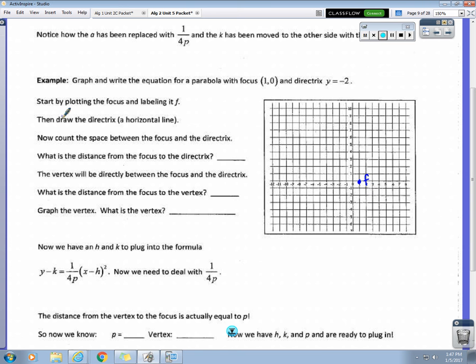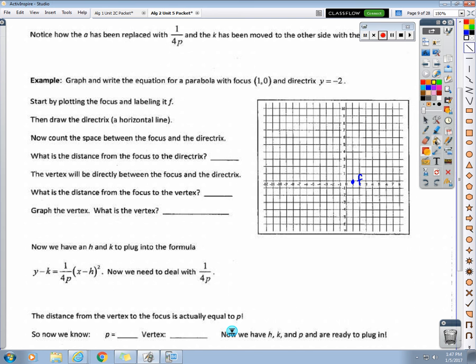Alright, now we're going to draw the directrix. y equals -2 is a line that cuts through the y-axis at -2. So if you have a line cutting through the y-axis at -2, it obviously makes a horizontal line. Okay, because to cut through the y-axis at -2 would look like that. It's cutting through the y-axis at -2. There's your directrix.